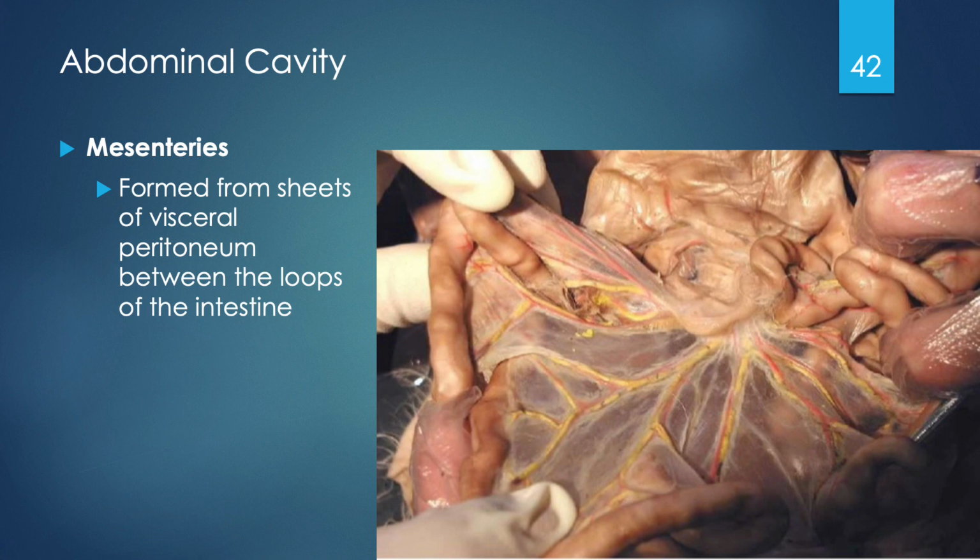So in the abdominal cavity, you'll also find mesentery. And what mesentery is basically when the visceral peritoneum grows between the loops of the intestine. So that's nice though because it helps house those blood vessels that are running from major vessels out to the more distal part of the GI tract.